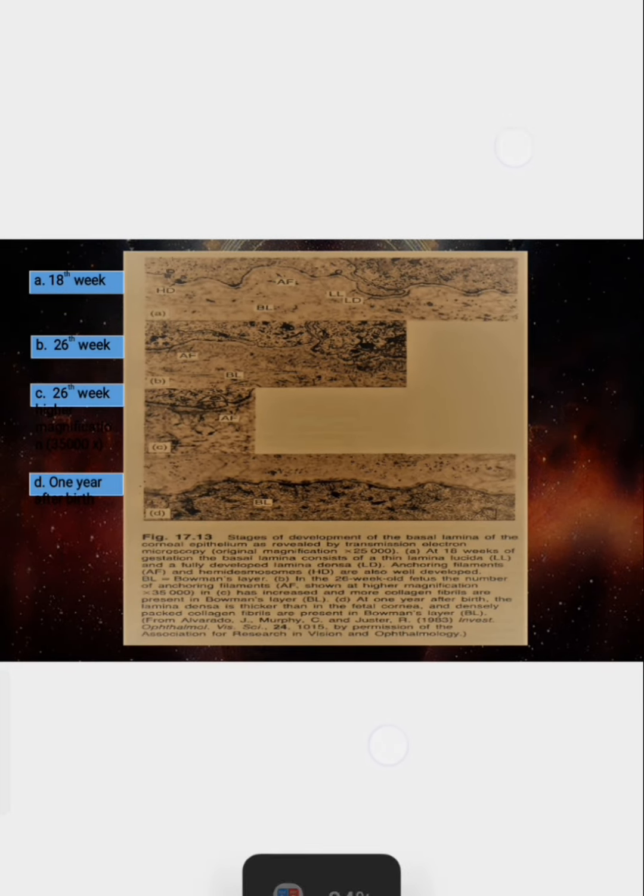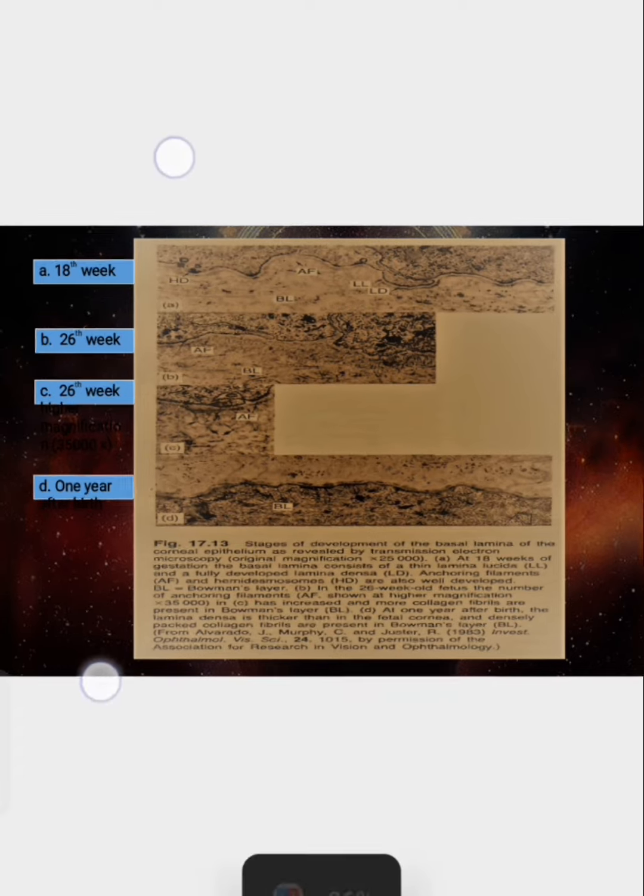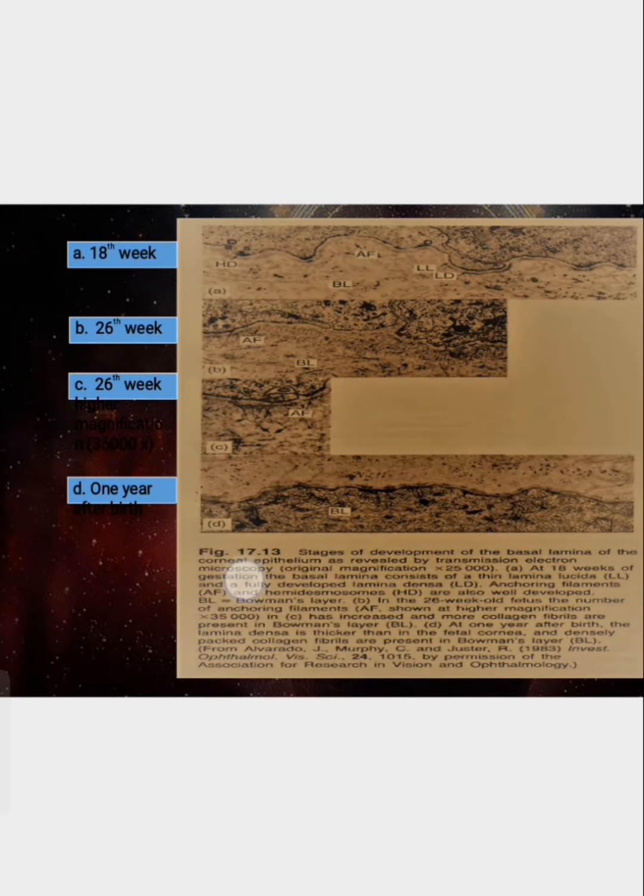Now this diagram is about the development of Bowman's layer. At the 18th week, Bowman's layer shows two layers, lamina densa and lamina lucida, on scanning electron microscopy. The lamina densa is near the stromal side, lucida is towards the epithelial side, and diagram B is the status of the development of Bowman's membrane at around the 26th week of gestational age.